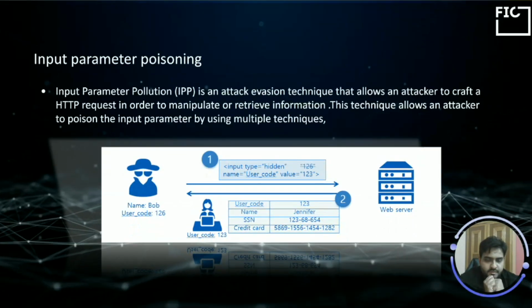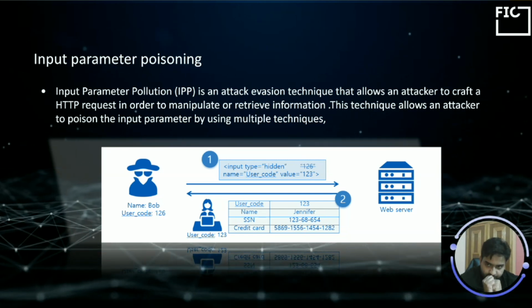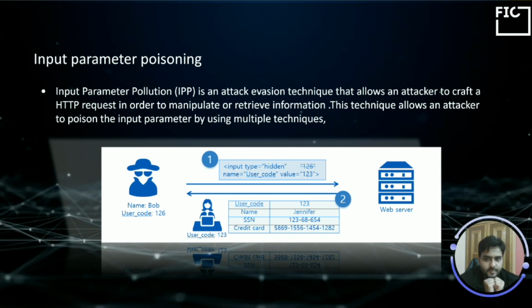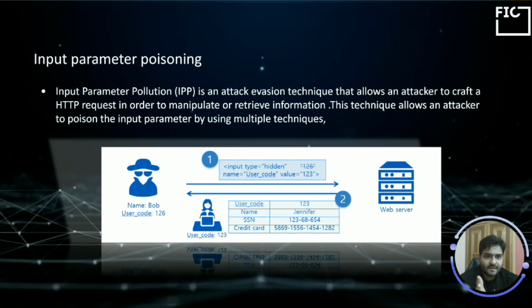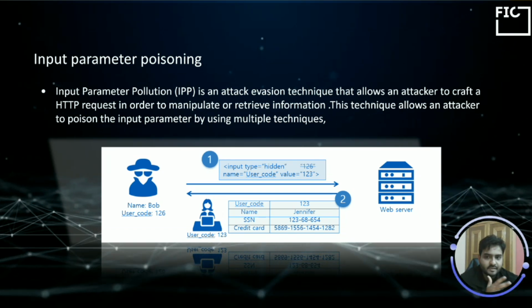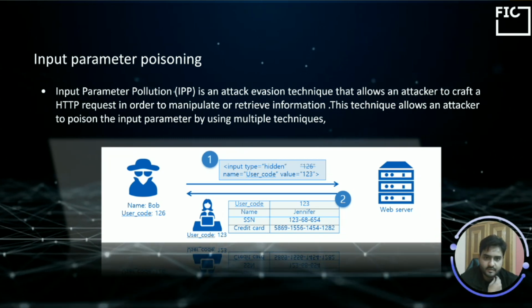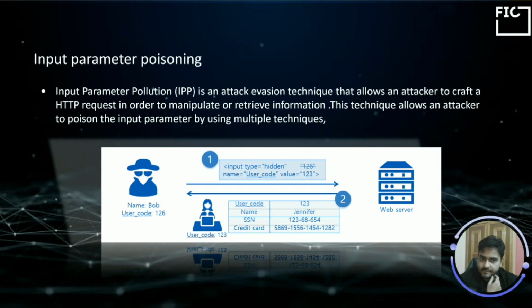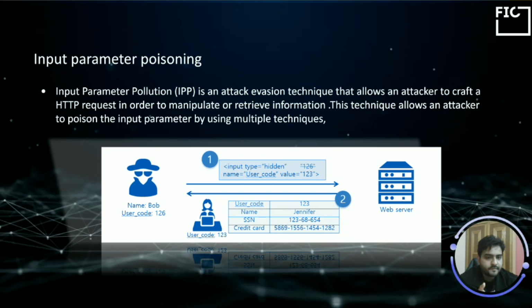Input parameter poisoning is an attack evasion technique. This is also a very interesting 2FA bypass scenario. It's called input parameter poisoning, and IPP is basically an attack vector where an attacker crafts an HTTP request in order to manipulate or retrieve information in a way that the server doesn't know.